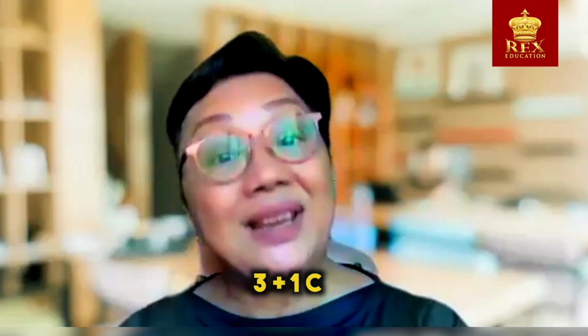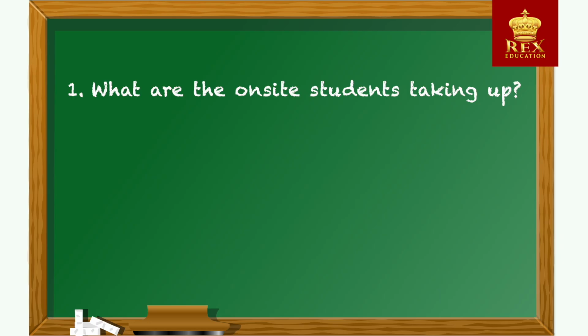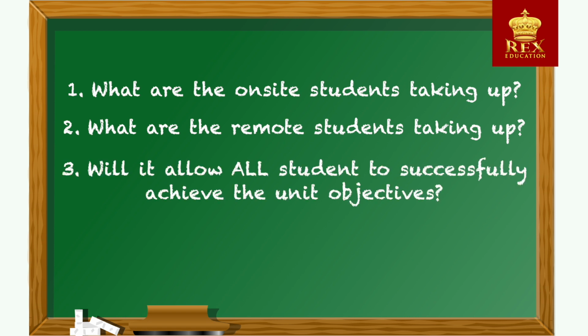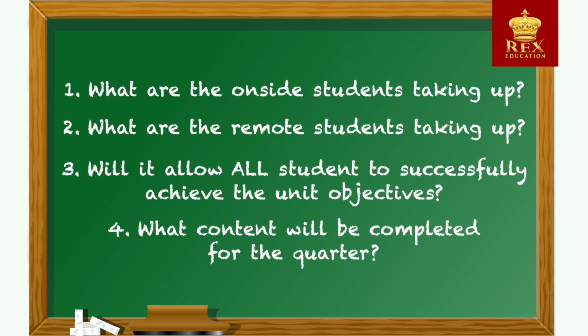So I call it the 3+1 CQ, all right? 3+1 content questions or curriculum questions. The 3 are, first, what are the on-site students taking up? The next is, what are the online or remote students taking up? The third is, will it allow all students to successfully achieve the unit objectives? So those are the 3 content or curriculum questions. The last one, which is about coverage for the entire quarter, is what content will be completed for the quarter?